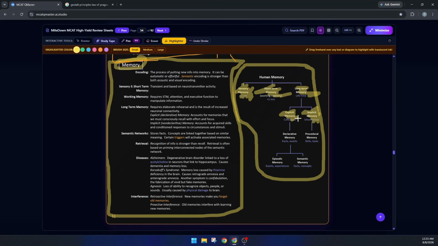So things that you explicitly memorize are stuff like declarative memory, which are facts and events. You have events, experience, facts and concepts. Remember, episodic memory contains your events and experience. Semantic memory is facts and concepts.